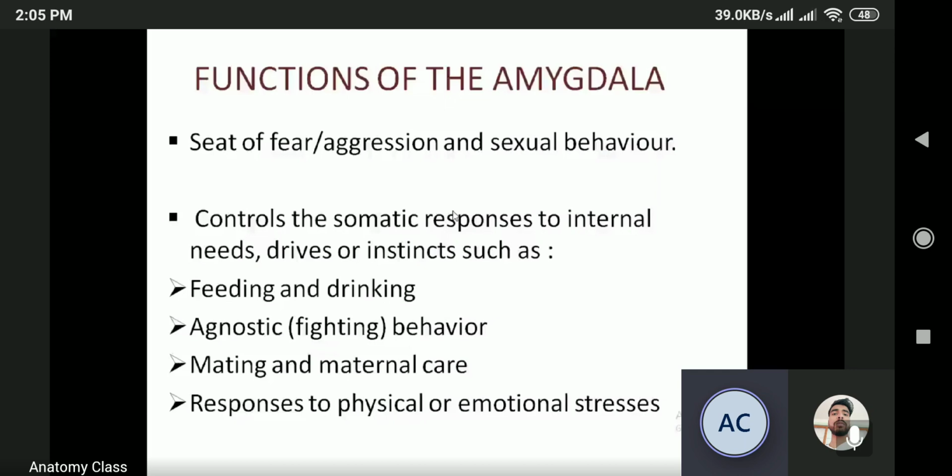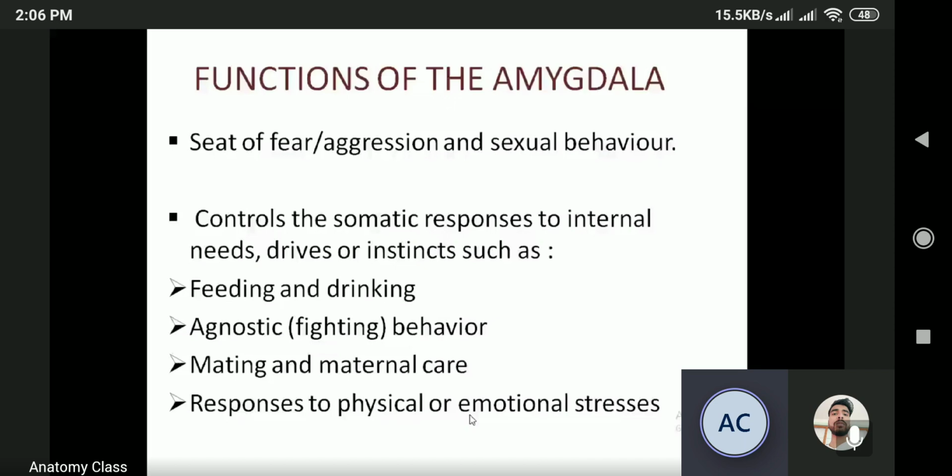In severe conditions of post-traumatic stress disorder, the final treatment is considered to be ablation of the amygdala, both of them. Besides, the amygdala controls the somatic response to internal needs, drives, and instincts such as feeding and drinking, agonistic behavior, mating and maternal care, and responses to physical or emotional stress. Responses to different emotional stress and facial expression are all functions of the amygdala.